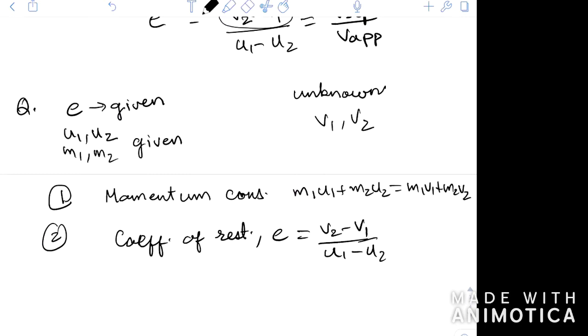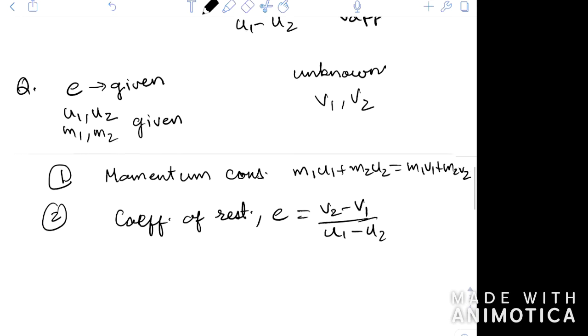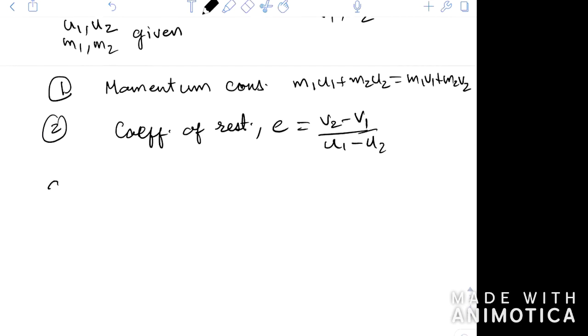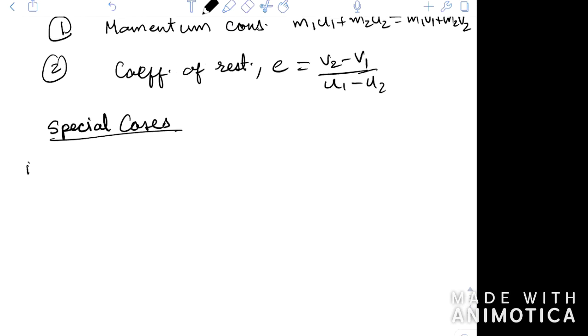Okay, now there are special cases here. Special case number one, when E is equal to 1. When E is equal to 1, then what will happen? The entire kinetic energy at the instant before the collision is the same as the kinetic energy at the instant after the collision. So there is no energy stored in the form of deformation energy.